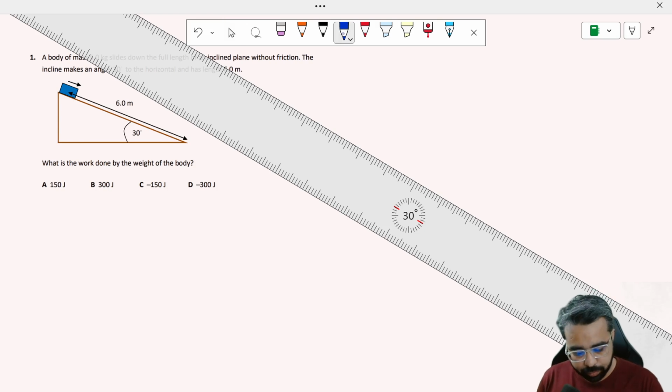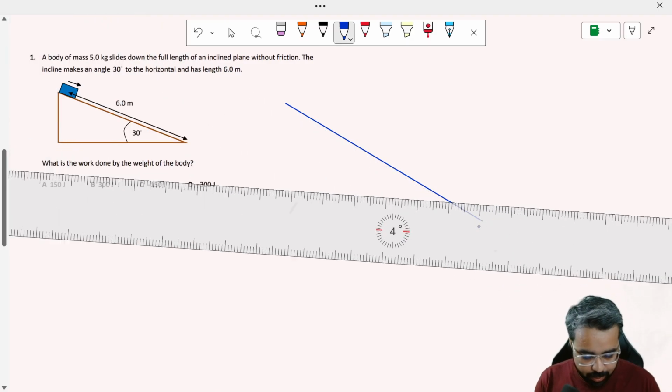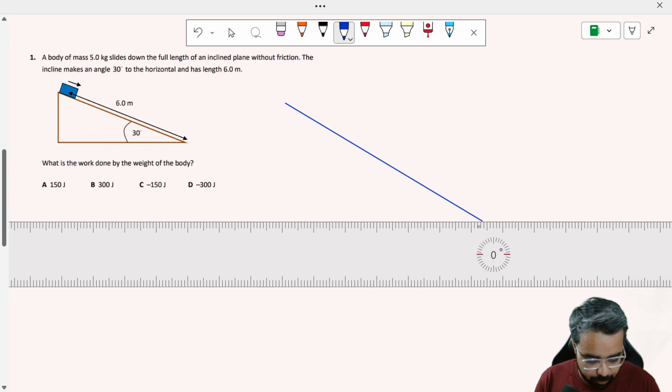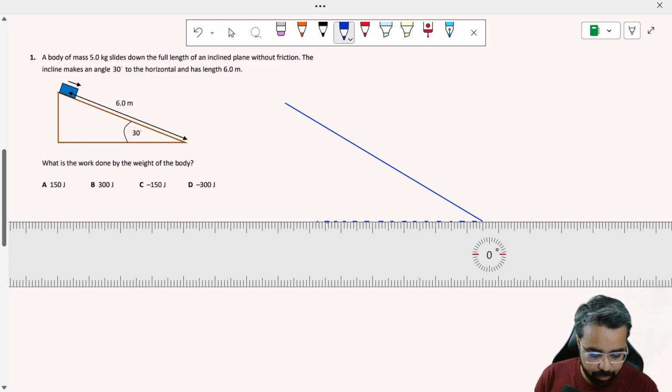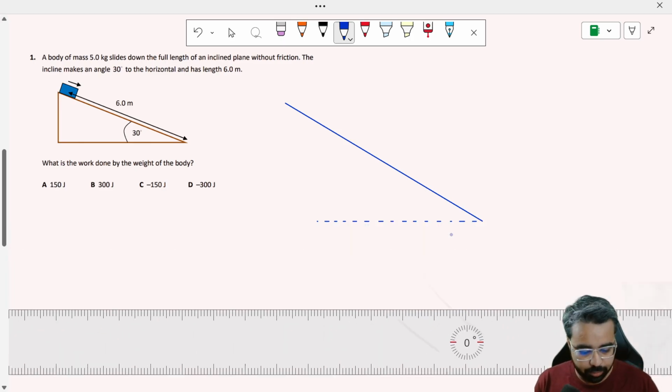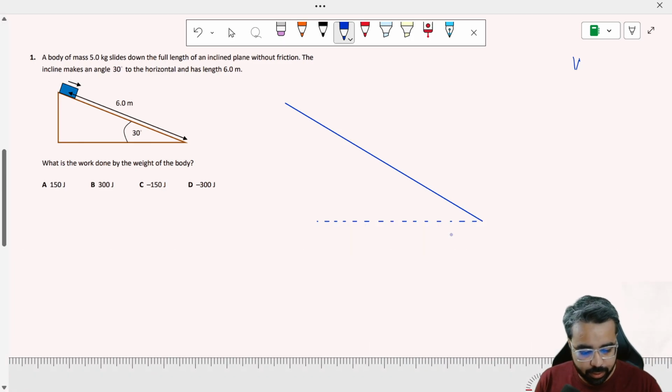An object of mass 5 kg is sliding on this frictionless surface, which, as you see, makes an angle of 30 degrees from the horizontal. In this question you have to calculate the work done by the weight. While calculating, we will not directly apply the formula W = mgh, right?